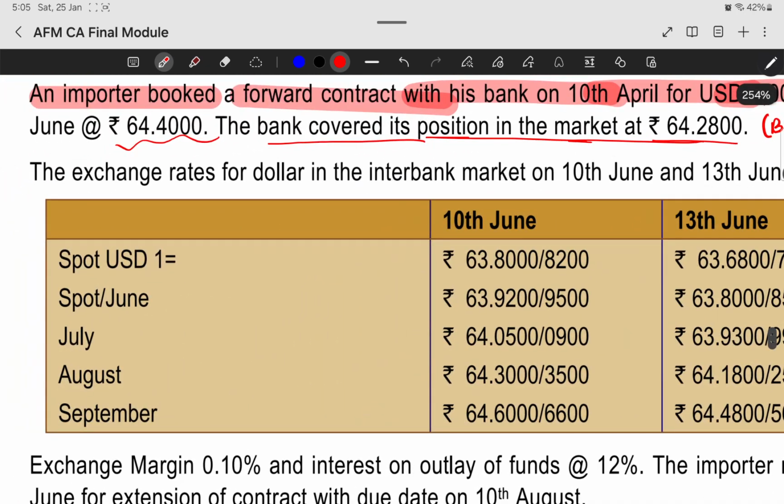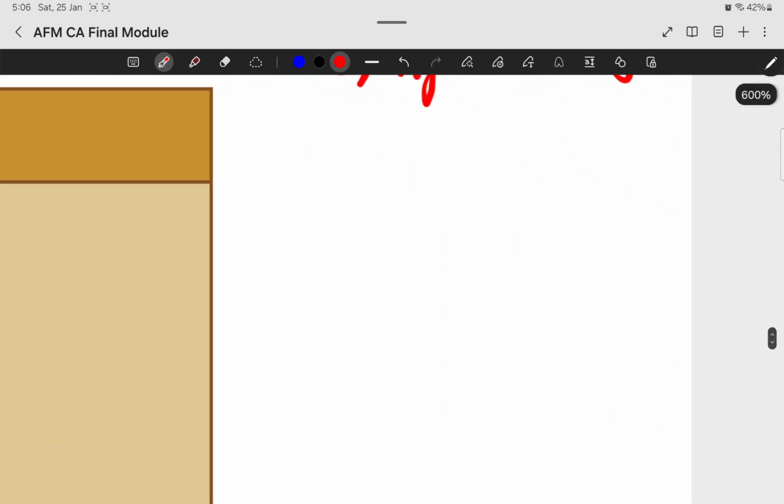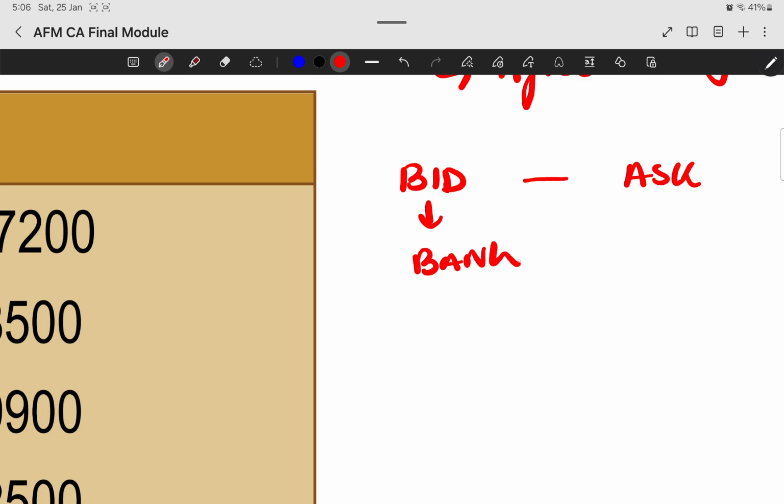Okay. Now, the second thing is the exchange rates in the interbank market. So this is the important thing. What is an interbank market? Let's again think of it like that. The bid and ask is usually given from the customer point of view. The bid rate is the rate at which the bank buys, and the ask rate is where the bank sells.